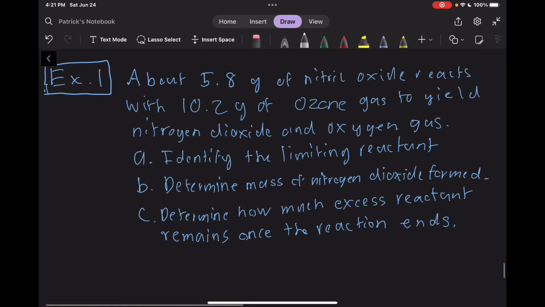With that said, let's get into our 2 example problems. Example 1 says, about 5.8 grams of nitric oxide reacts with 10.2 grams of ozone gas to yield nitrogen dioxide and oxygen gas. There are 3 parts to this question. Part A would like us to identify the limiting reactant. Part B would have us determine the mass of nitrogen dioxide formed, and Part C wants us to determine how much excess reactant remains when the reaction stops. Please pause this video if you'd like to try this for yourself.